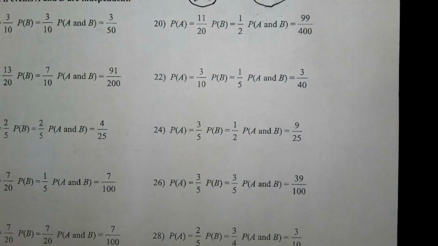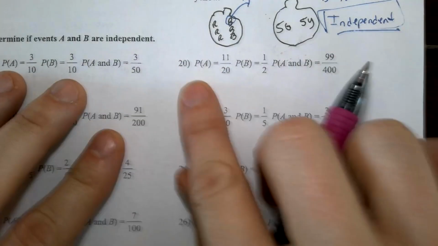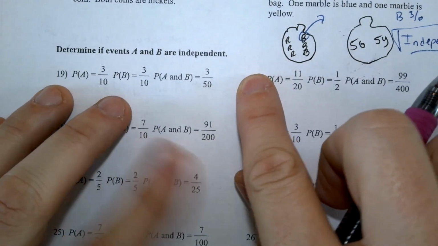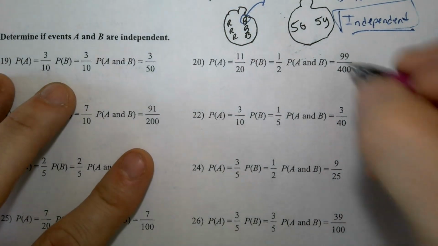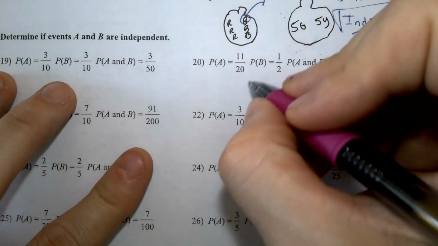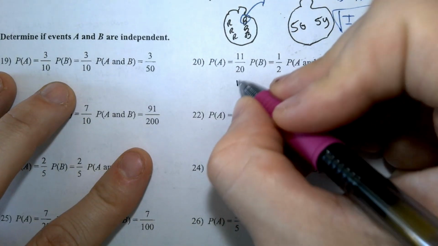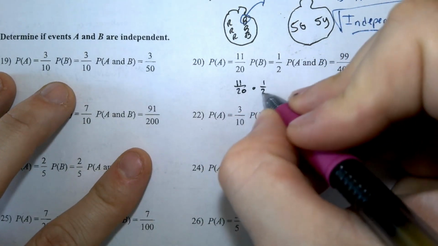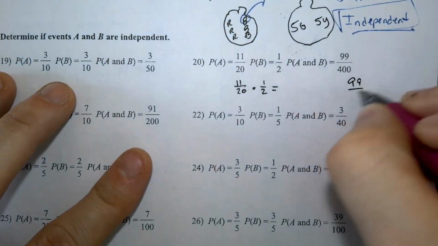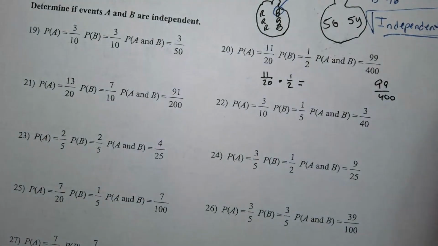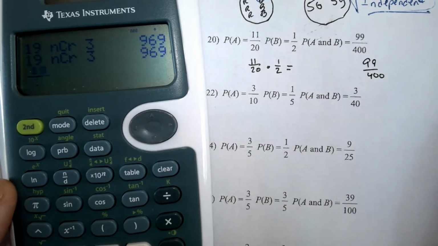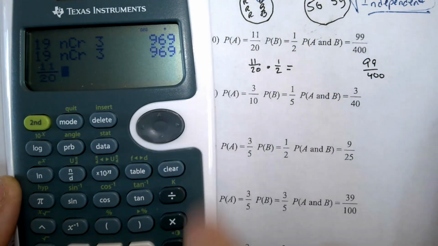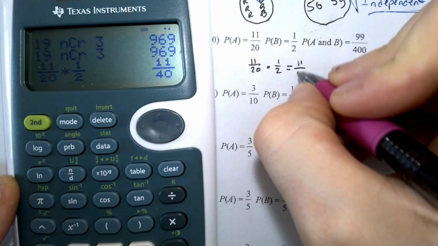Okay. Let's do it. In this first section, we're just determining if they are independent. Probability of A, 11 over 20. Probability of B, 1 over 2. Probability of A and B, 99 over 400. If this is independent, then that means that 11 over 20 times 1 over 2 must equal 99 over 400. So we're going to use our fraction bar in our calculator. I'm going to multiply 11 over 20 by 1 over 2, and that is equal to 11 out of 40.